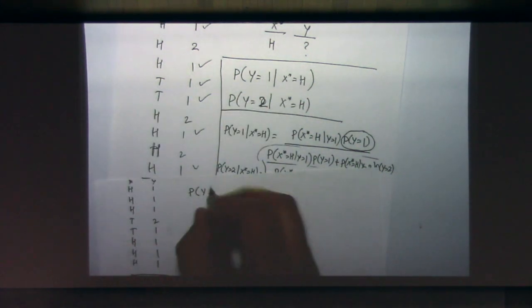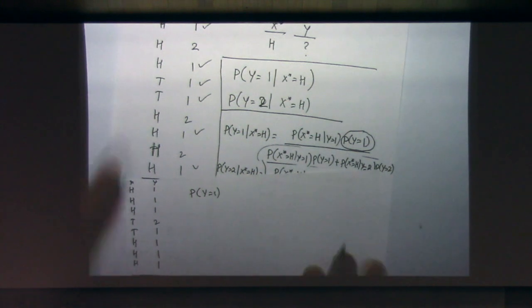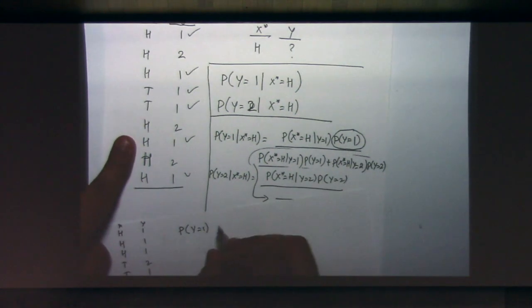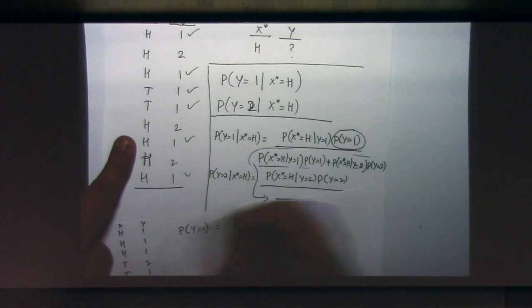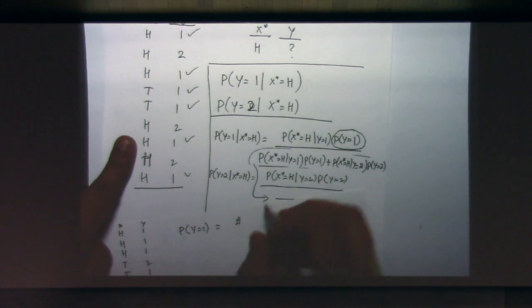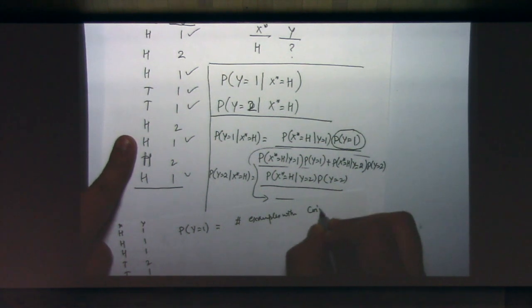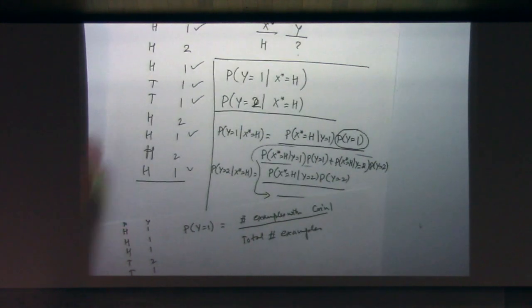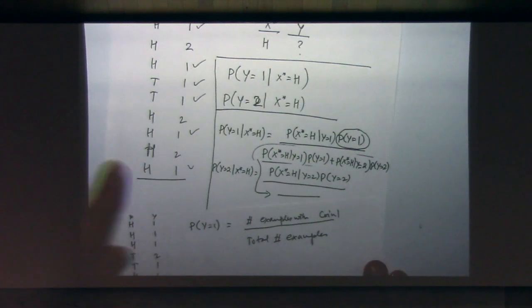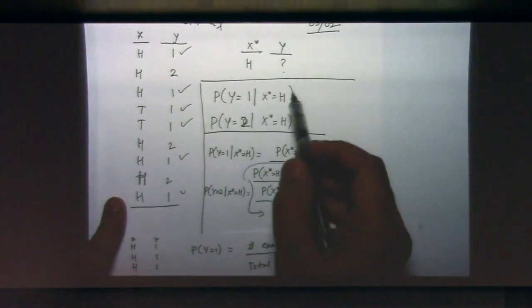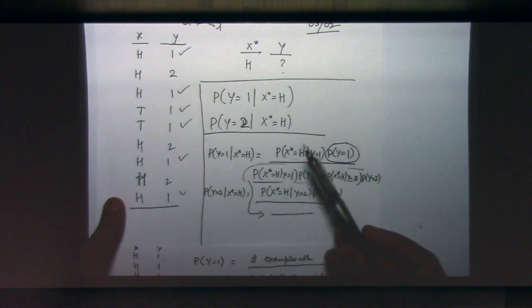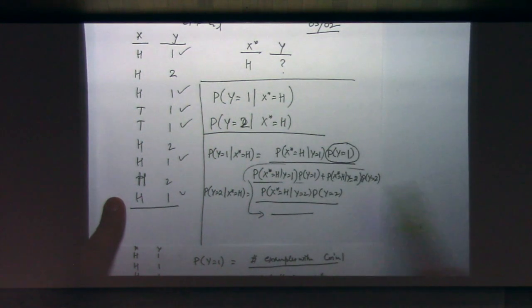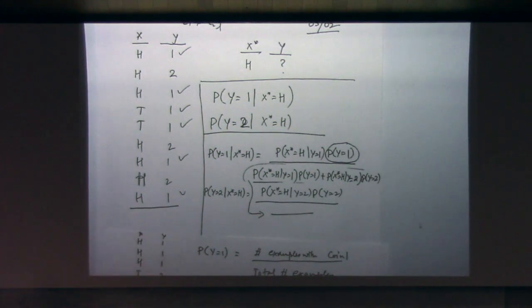So that essentially is what this probability is. This is essentially the number of examples with coin 1 in the training data divided by the total number of examples, right? So now what you can easily do is, with this training data, you can compute these probabilities because you know what this is, you know what this is, and these are essentially the same thing. Any questions so far?